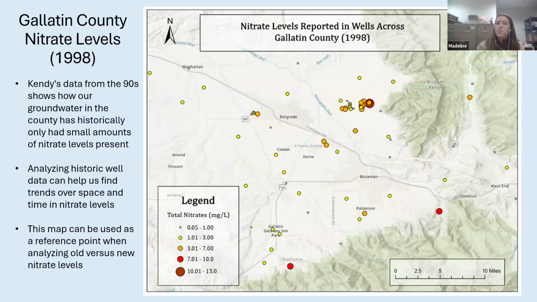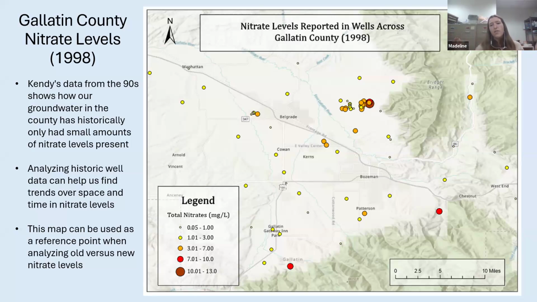And if we go to the next slide, we can use a map like this as a basis. This map shows the nitrate levels from Kendi's report in 1998. Again, she only sampled 74 of these wells, so there's not a huge distribution of them around the county. But using a map like this could be a really good reference point for analyzing these 30-year trends when we collect our own data. So we'll use this as a basis for comparison.